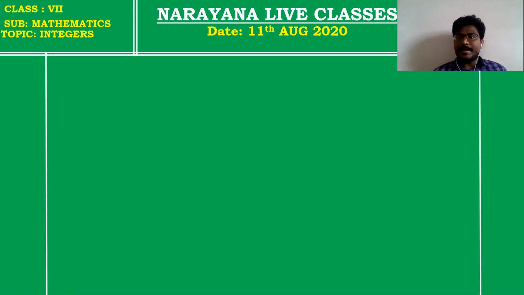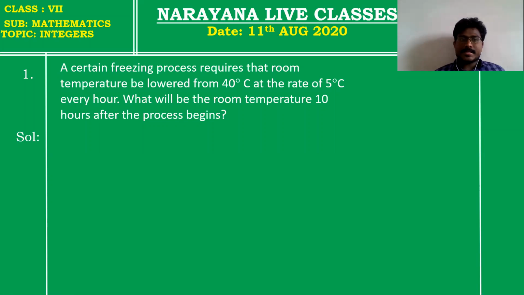The topic is integers. The first question is: a certain freezing process requires that room temperature be lowered from 40 degrees centigrade at the rate of 5 degrees centigrade every hour. What will be the room temperature 10 hours after the process begins? That means if you want to make ice, it must go from 40 degrees centigrade for 10 hours, and for each hour it decreases by 5 degrees centigrade. Then what will be the temperature after 10 hours?